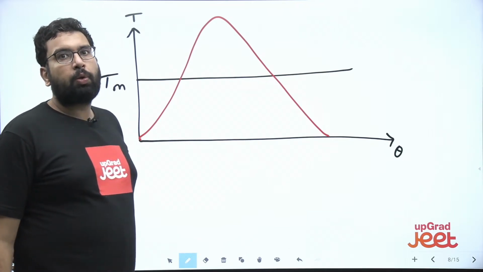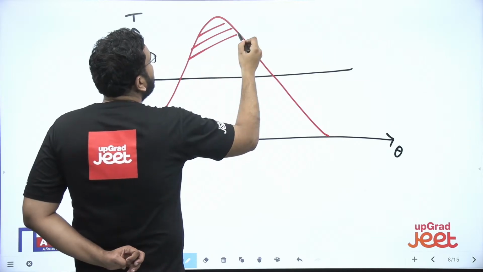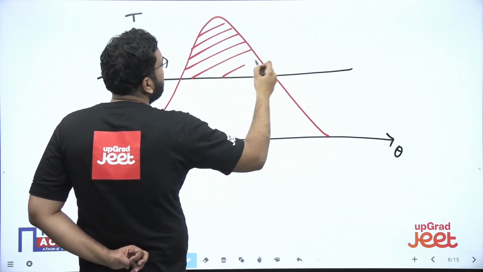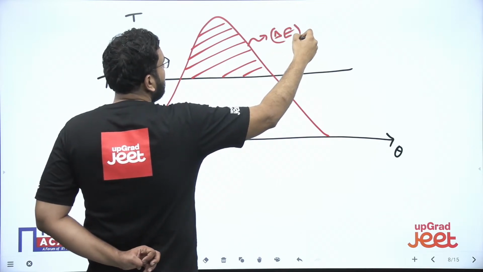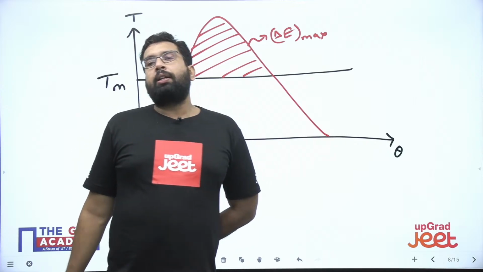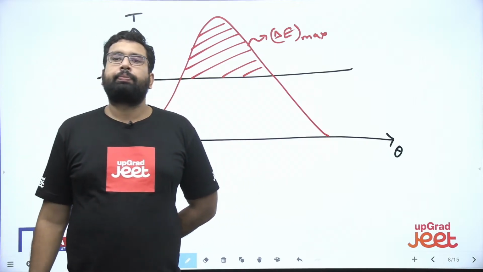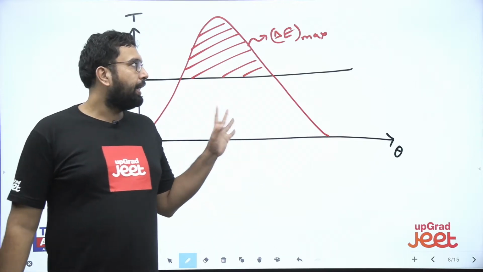Now, if the curve is looking somewhat like this, basically this is your delta E max. Please answer me yes or no. This is going to be your delta E max. Can you answer me yes or no on that? Right. This is your delta E max now.